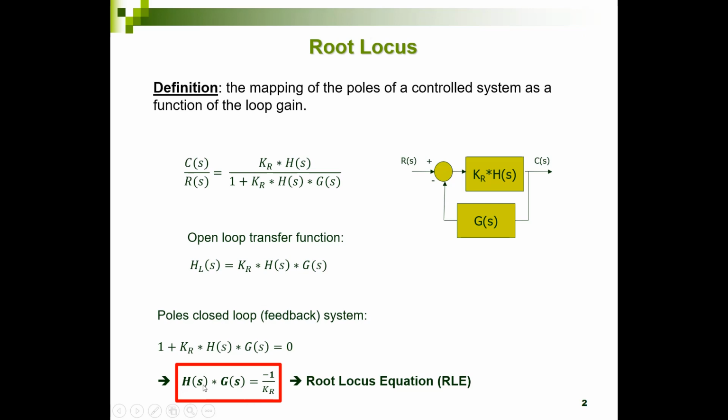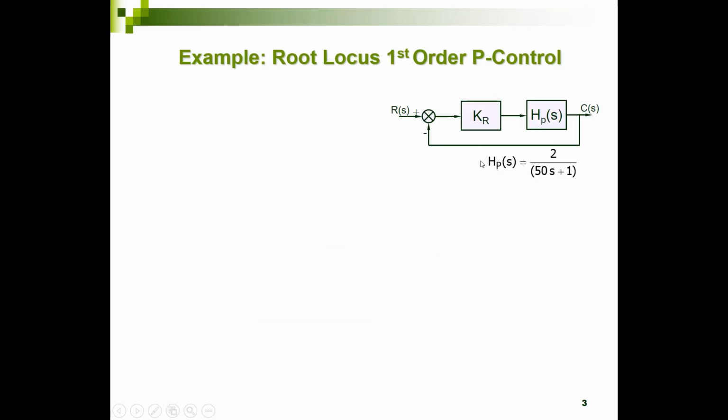And we mostly put it in this form. So all the blocks in my closed loop system, except for KR, are equal to minus 1 over KR, the root locus equation. Let's start with an example. In this example, we have a system block HP over here, and we have no system anymore in the feedback loop. So HP is 2 over 50s plus 1. So HP is a first order system.